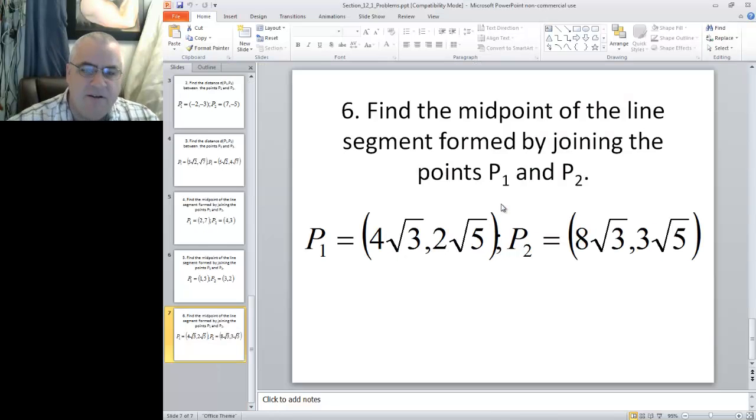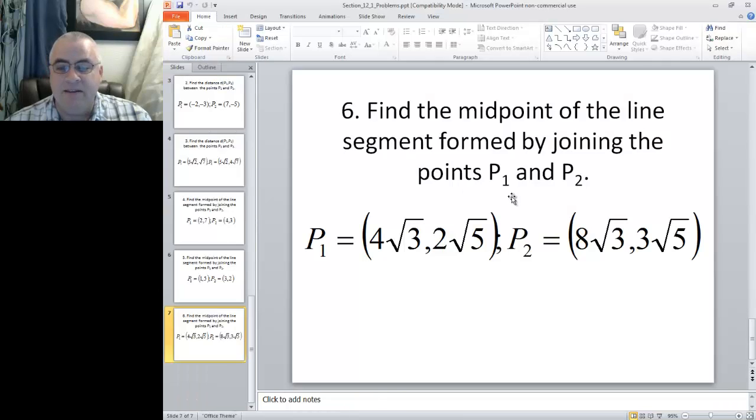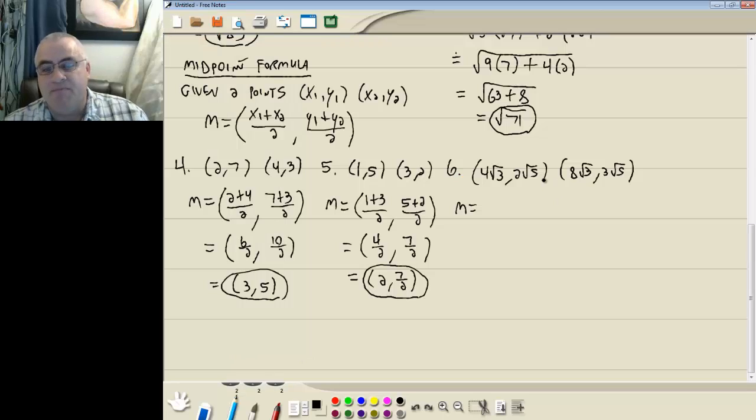And one last one, the midpoint. We got 4 square root of 3, 2 square root of 5, and 8 square root of 3, 3 square root of 5. And want to find midpoint again. Now I should mention this, the P sub 1, P sub 2 you see here, they just indicate two different points. P1 indicates first point, P2 indicates second point.